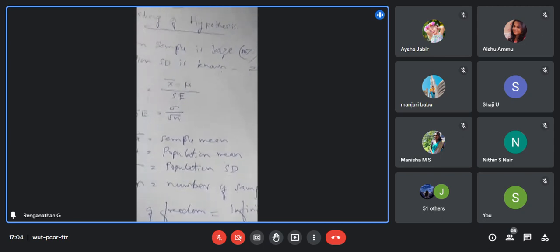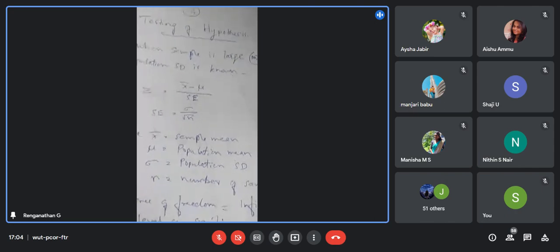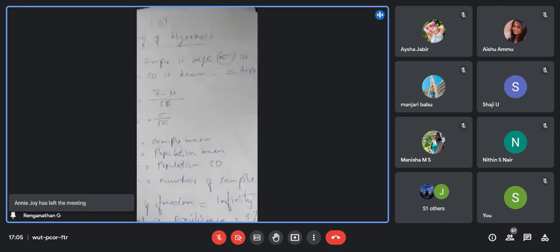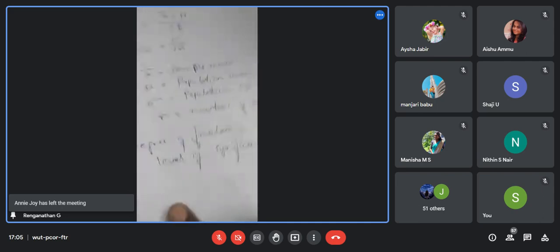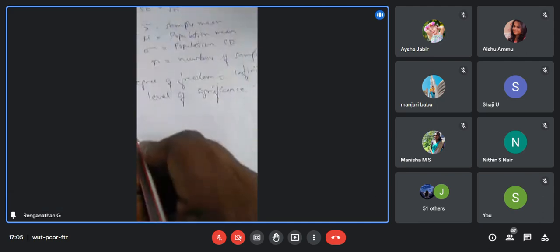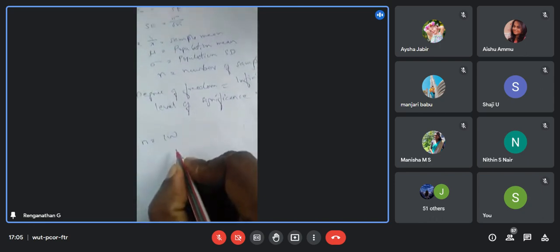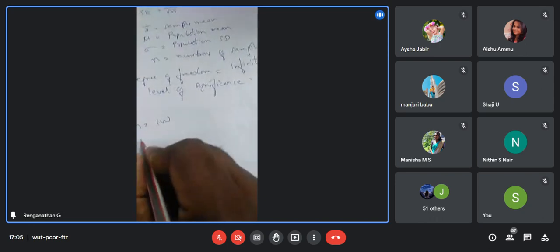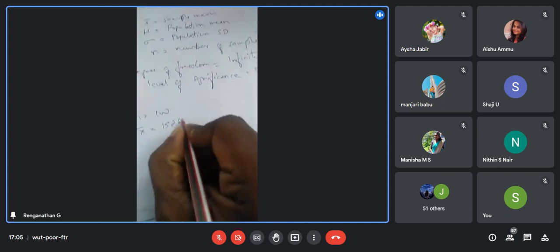Okay, and the sample mean is given, 15269. Sample mean means x bar. X bar is given. So number of items n is equal to 100, isn't it? Then sample mean, x bar, is equal to 15269.